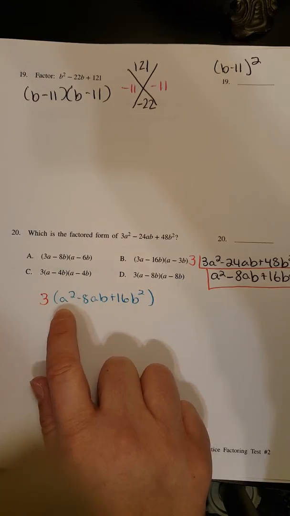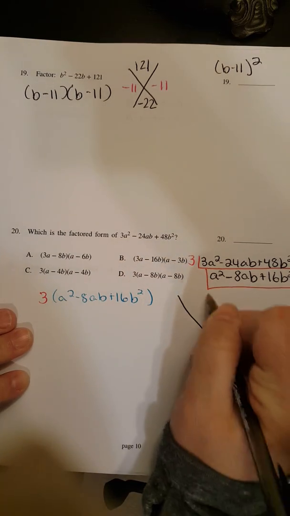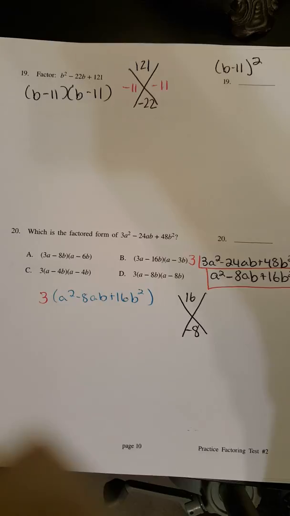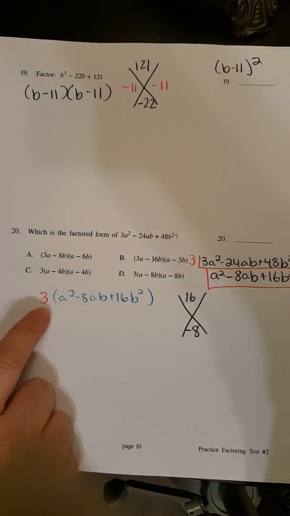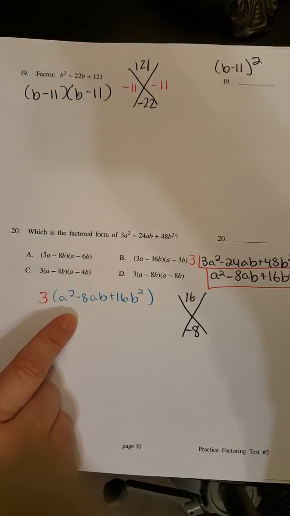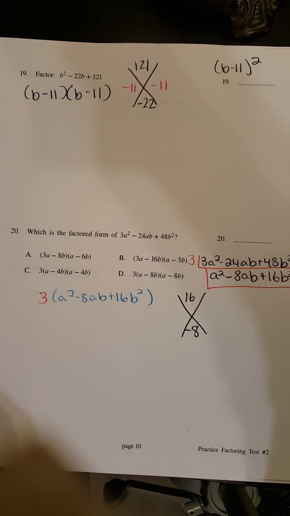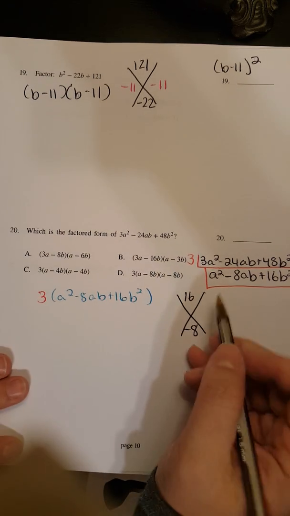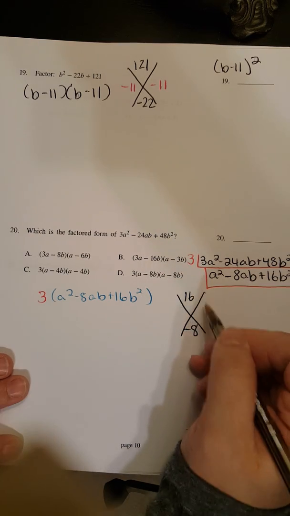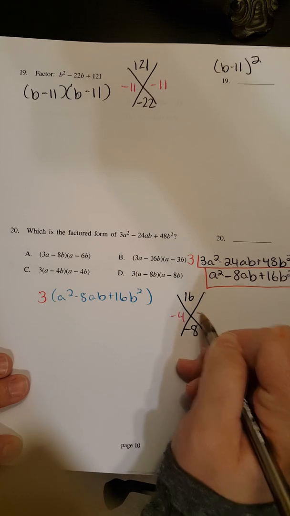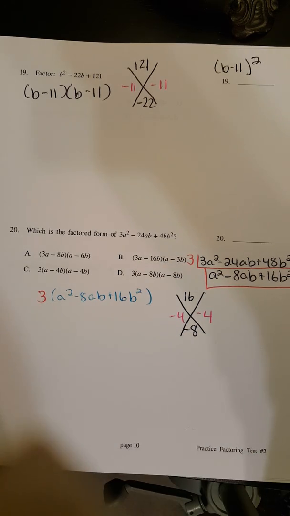Now our a value is a 1. So we're going to draw our x. I need two numbers that multiply to give me 16 and add to give me negative 8. And this is not sign divide because that 3 is not part of what we're factoring anymore. That 3 is just outside at the very beginning. So in this problem, let's see. 16 is 4 times 4. Hey, if they're both negative, that adds to give us negative 8.